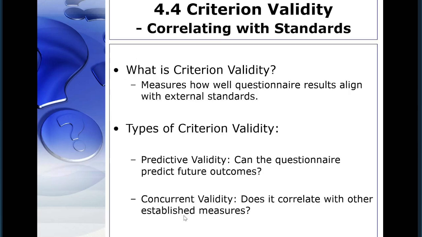Predictive validity measures how well questionnaire outcomes predict future behavior, such as a satisfaction survey forecasting repeat purchases. Concurrent validity checks for correlation with established tools, confirming accuracy by comparing results. High criterion validity indicates the questionnaire is both practical and relevant in real-world applications.